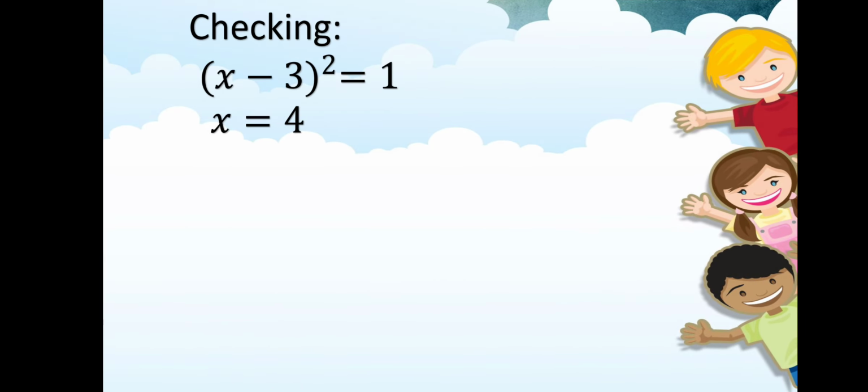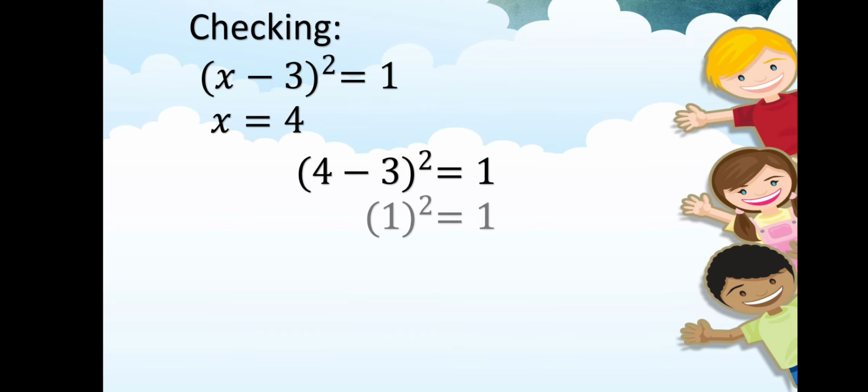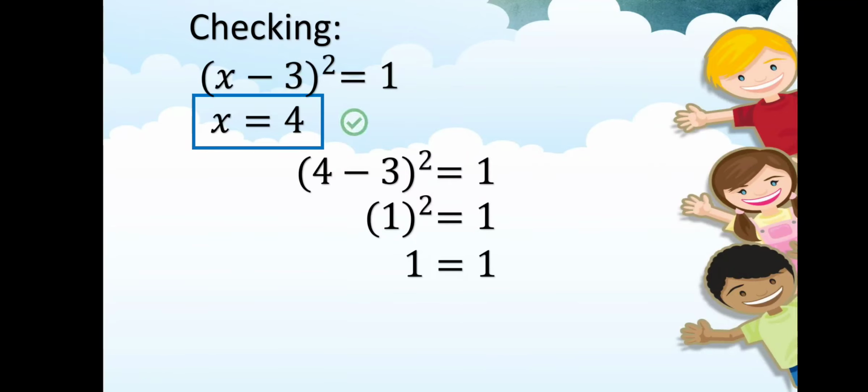Then, we'll have x is equal to 4. Let us substitute. We have 4 minus 3 squared is equal to 1. Simplifying that, we have 1 squared is equal to 1. Finally, we have 1 is equal to 1. That means positive 4 is the root of the square of x minus 3 is equal to 1.